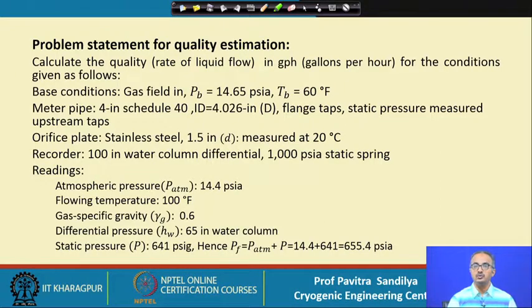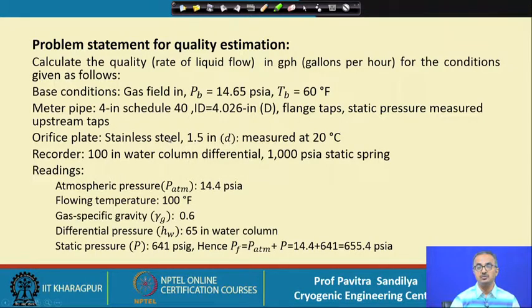Now, we go to another problem on the quality estimation. When we say quality, as we learnt earlier, quality means the fraction of the liquid and vapor in the natural gas, and in this case we are defining the quality in terms of the amount of liquid. So, in this problem we have been asked to determine the quality of natural gas in terms of rate of liquid flow in GPH, that is gallons per hour, based on these field conditions.